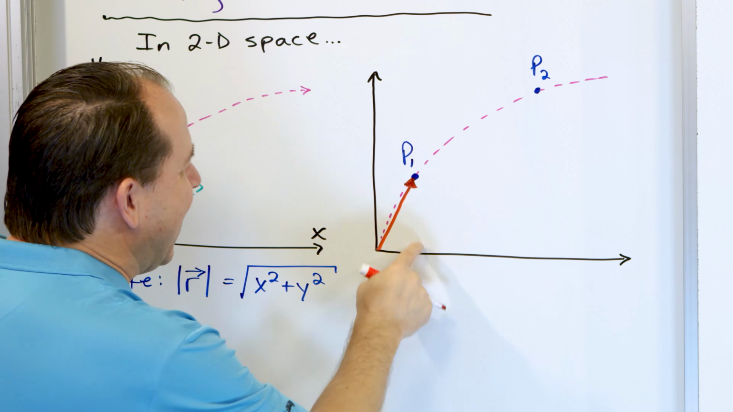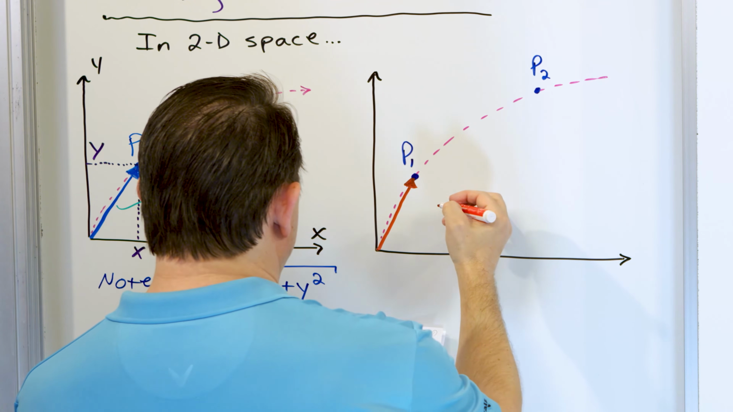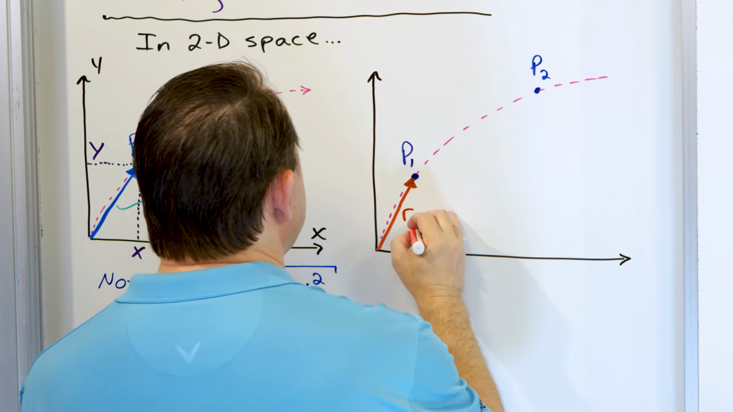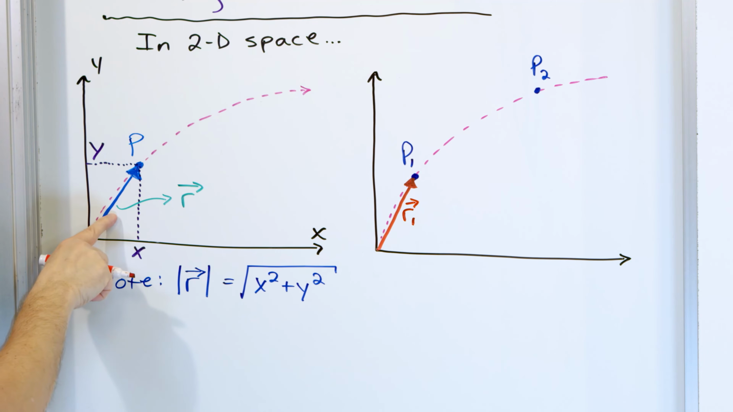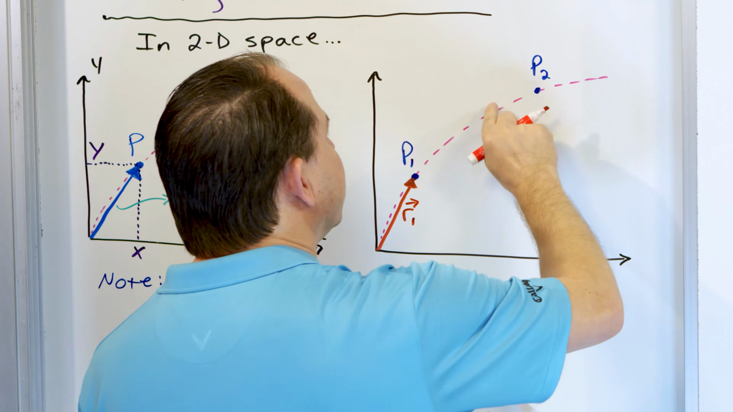You can also consider the x and y coordinate as being similar information there. So this was called R1. See, I called it vector R right here. Now I'm going to call it vector R1, pointing to P1. Now, what happens when the ball gets a little farther down the line?